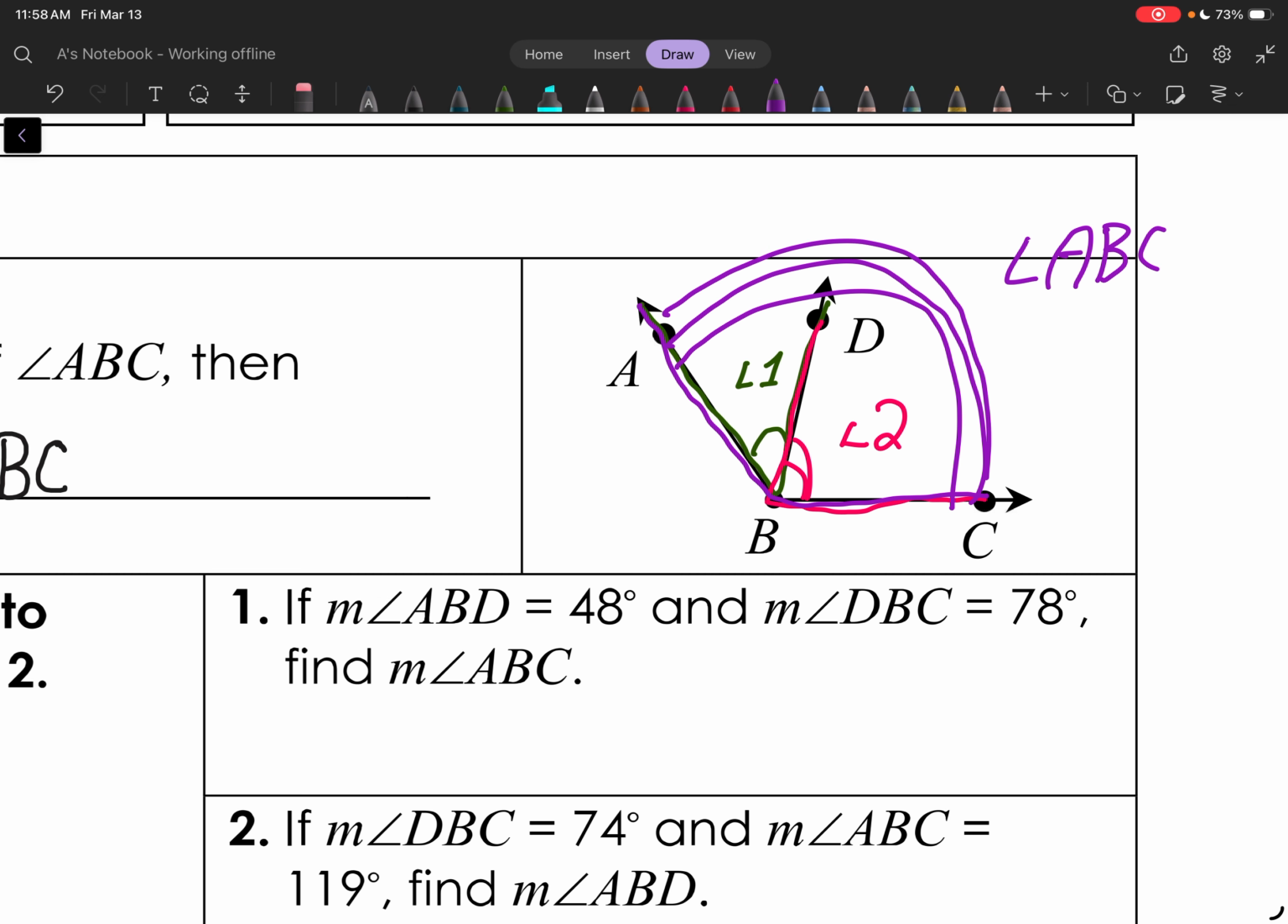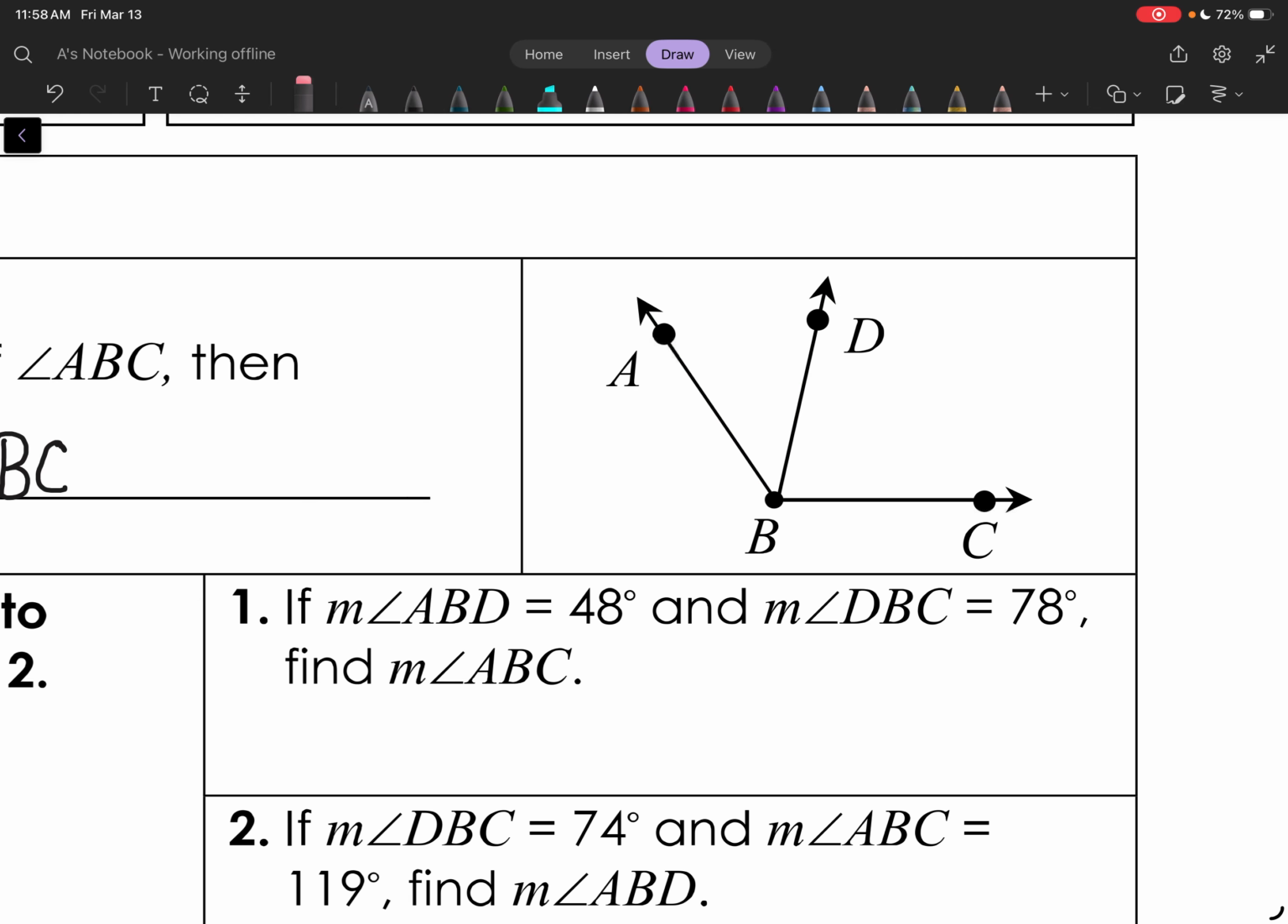If you have an angle of 50 and I cut out a chunk of 20, the right side that is left has to be 30. Okay, that's all we're doing. Let's do some examples and see what you think.